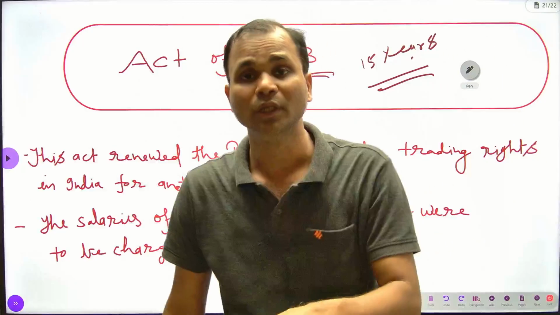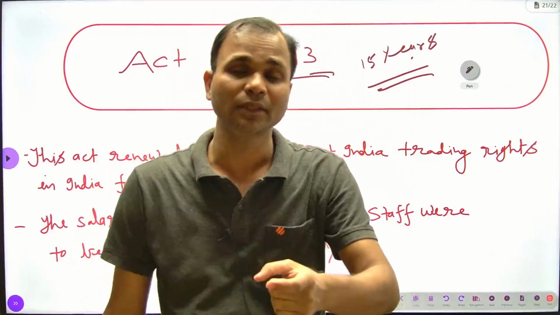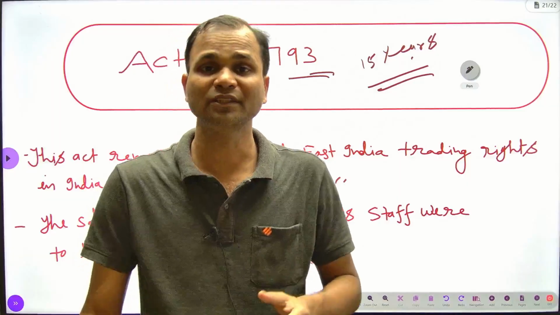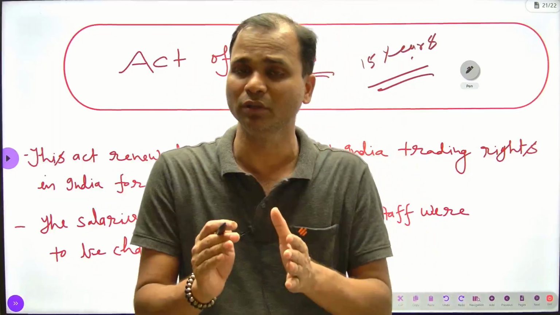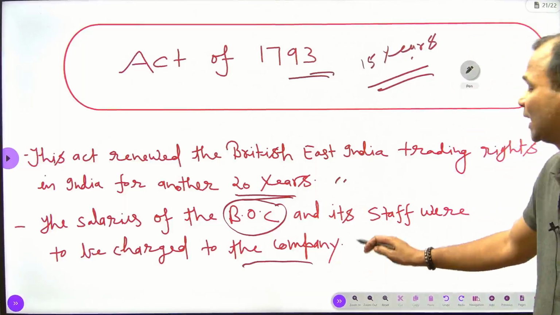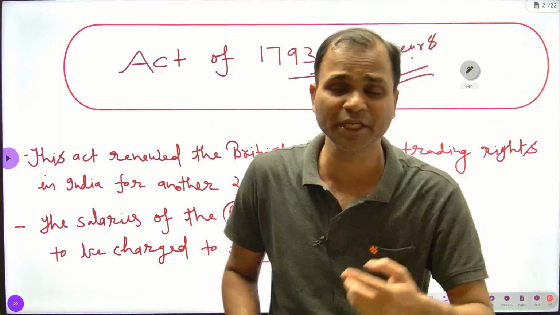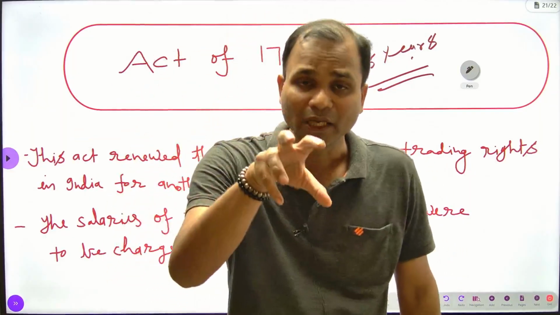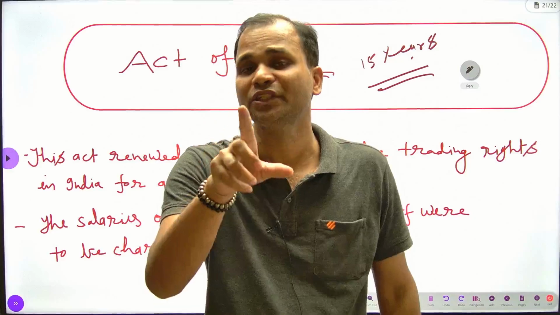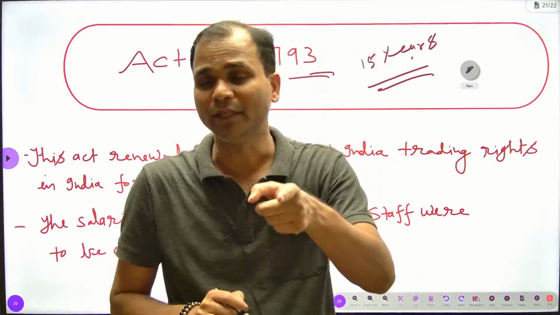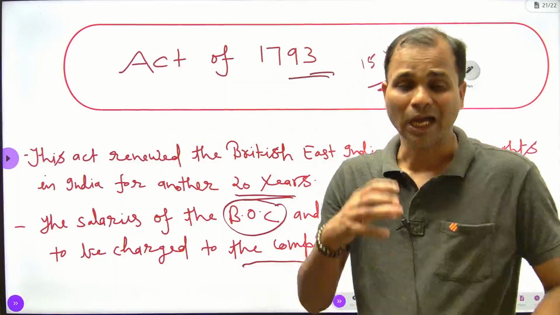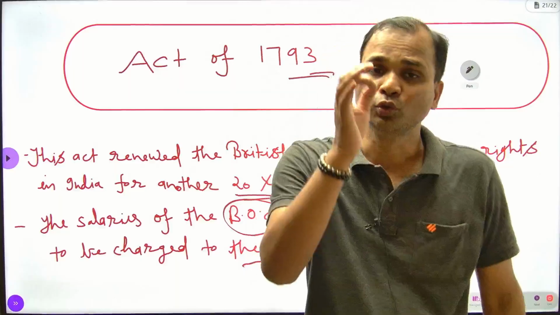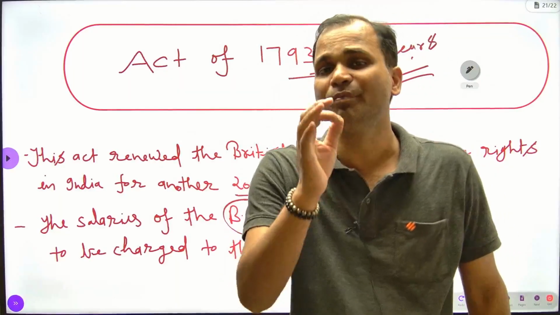It means now the salary of the members of the Board of Control would be paid from the company's revenue. It means the burden of the salary of the Board of Control would be taken by the company. From here we see that Indian money was going to be used as salary for the East India Company's members. Keep in mind, this is the origin which shows how the British government was going to use Indian money to fulfill the requirements of British officers.